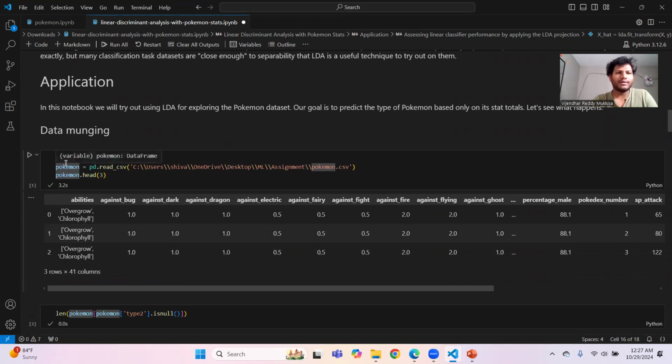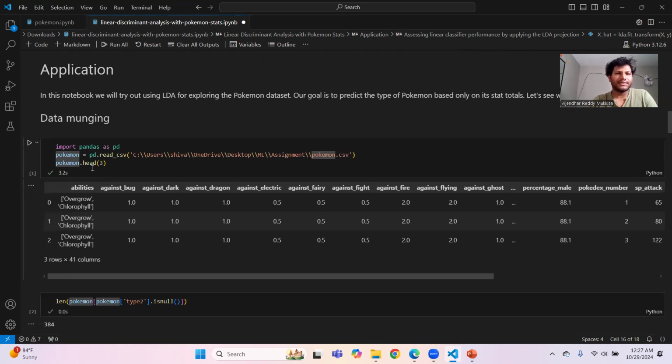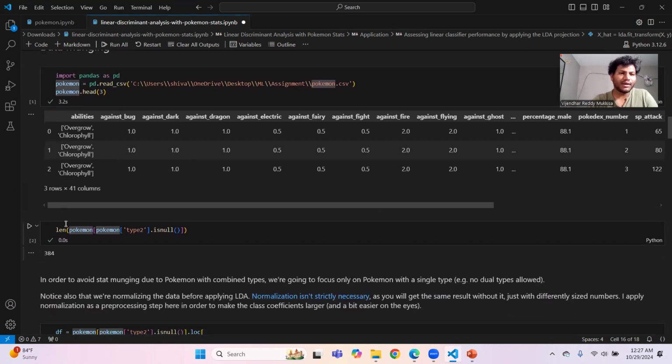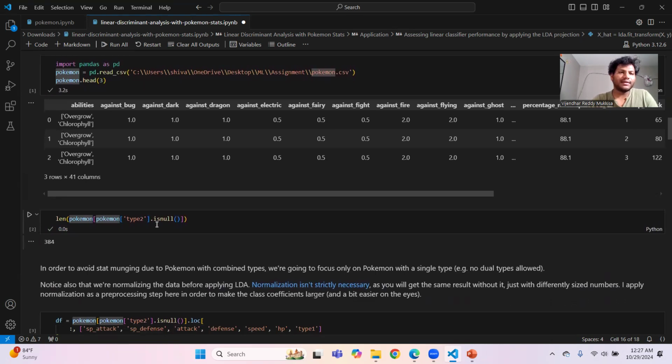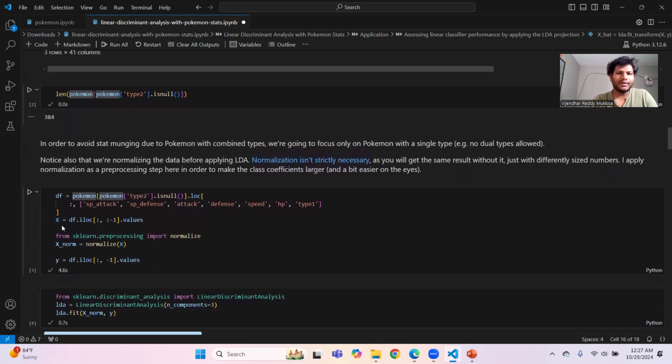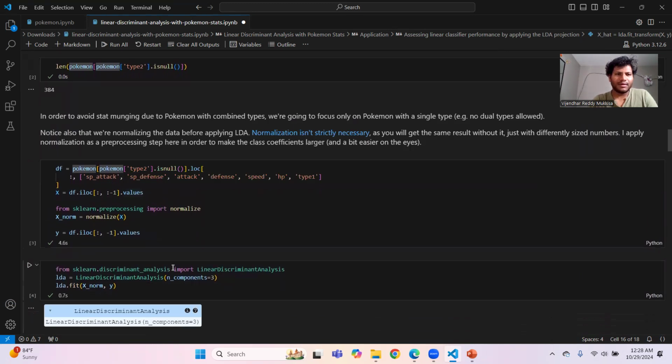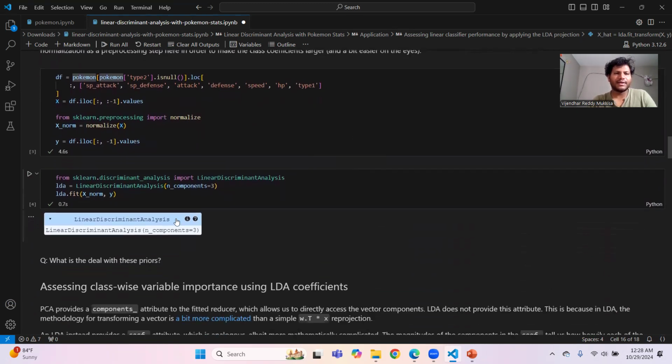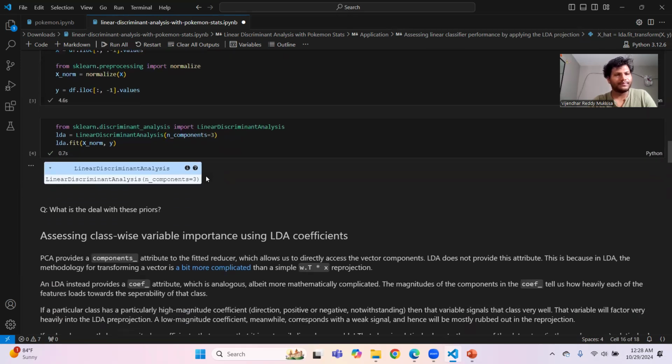and I have imported a few libraries, and I'm displaying three rows in the complete file. And here I am calculating the length of the Pokemon data, so it is 386. And coming to here, we are also doing some column-wise focus only on Pokemon with a single type. And here linear discriminant analysis, LDA, is calculated.